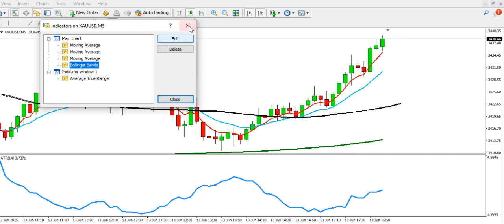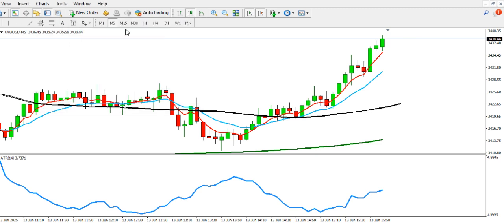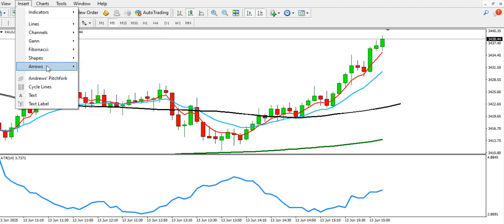And this is my main window. This is my main window, right?